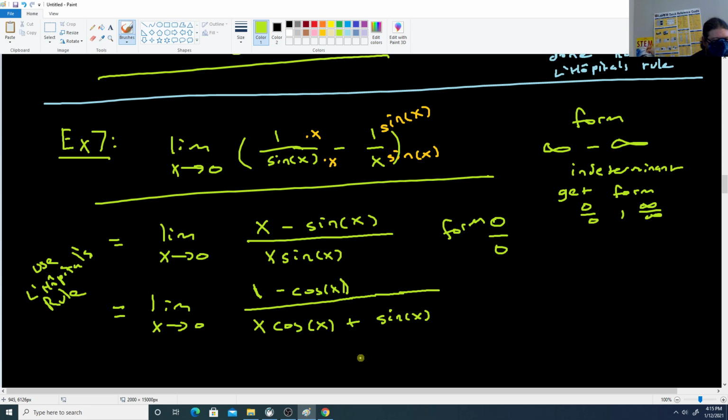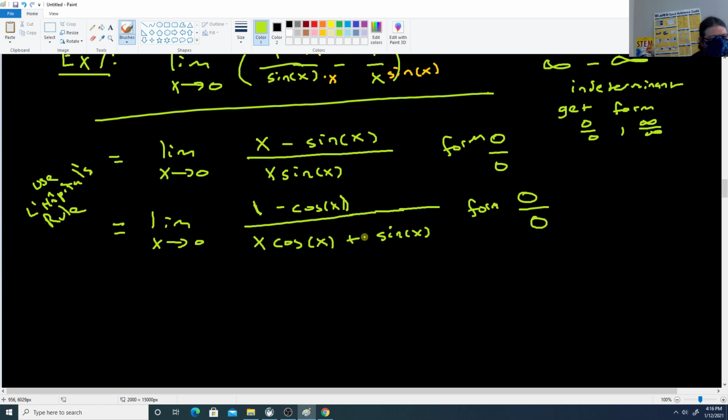Okay. So I'm going to put zeros in this again. I get 1 minus 1 up top, which is 0, over down here I get 0 times cosine of 0 is 1, so I get 0 times 1, which is 0, plus 0, so I get 0 over 0 again. So I'm still in form 0 over 0. I don't see anything that cancels, so it looks like I'm going to have to go through and use L'Hopital's rule a second time.